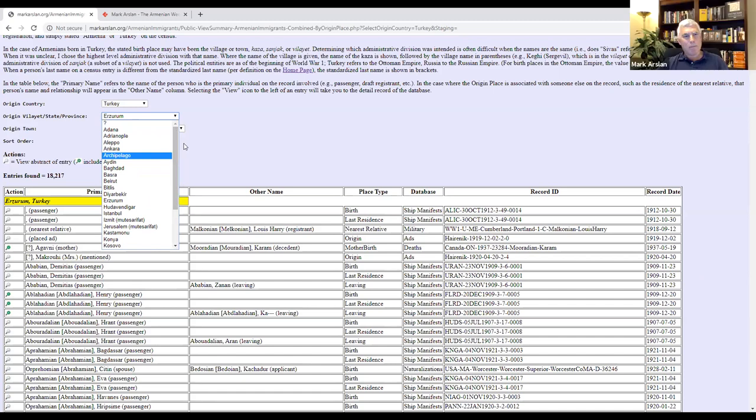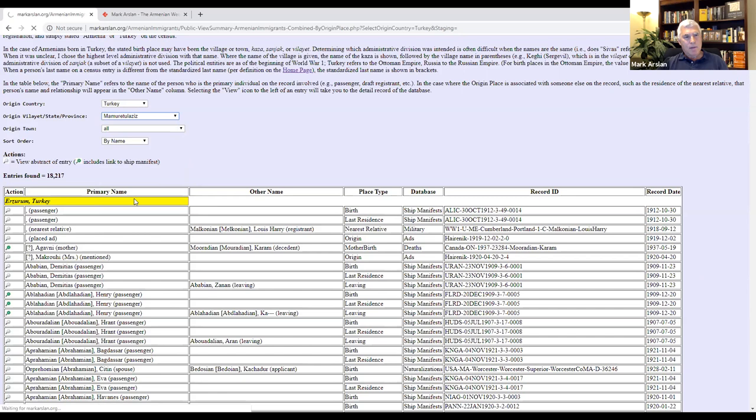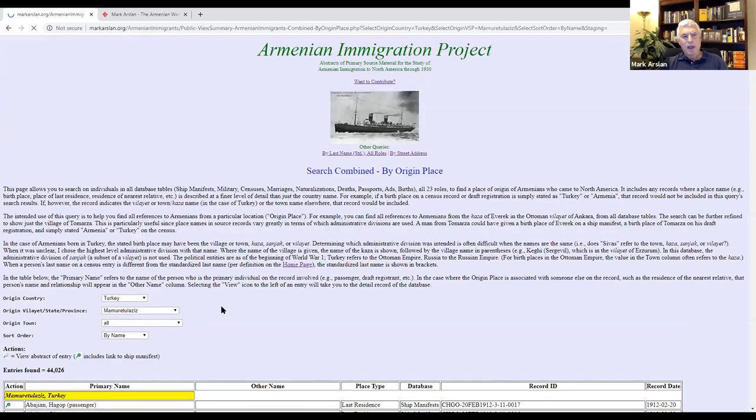Give me a place you're from. How about Agen? Okay, Agen. If you look on the maps, it's spelled E-G-I-N, and it's in Mamuret-ul-Aziz, Elazığ, okay? The Armenians spell it Agen, like A-G-N, okay? But if you search on Mamuret-ul-Aziz, Elazığ, you can actually go to Origin Town, and it'll have them all listed there as well. But if I want to limit it to Mamuret-ul-Aziz, Elazığ, then I click that up there.